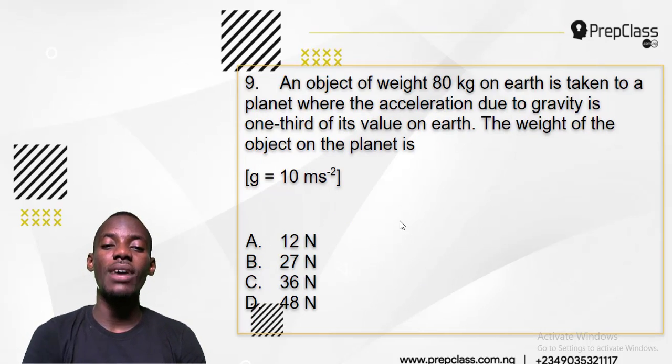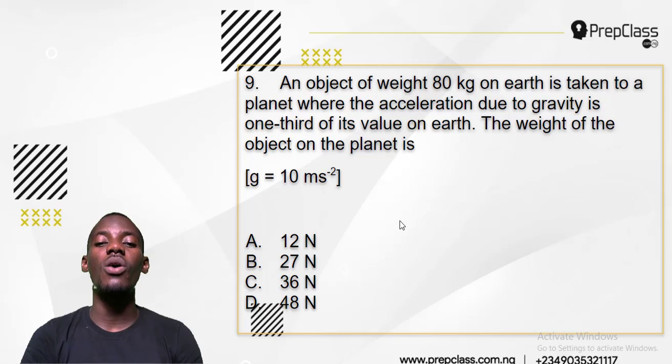Number 9 now. Let's check out number 9 now. Question 9. An object of weight 80 kilograms on Earth is taken to a planet where the acceleration due to gravity is 1/3 of its value on Earth. The weight of the object on the planet is what? g is 10 meters per second squared.